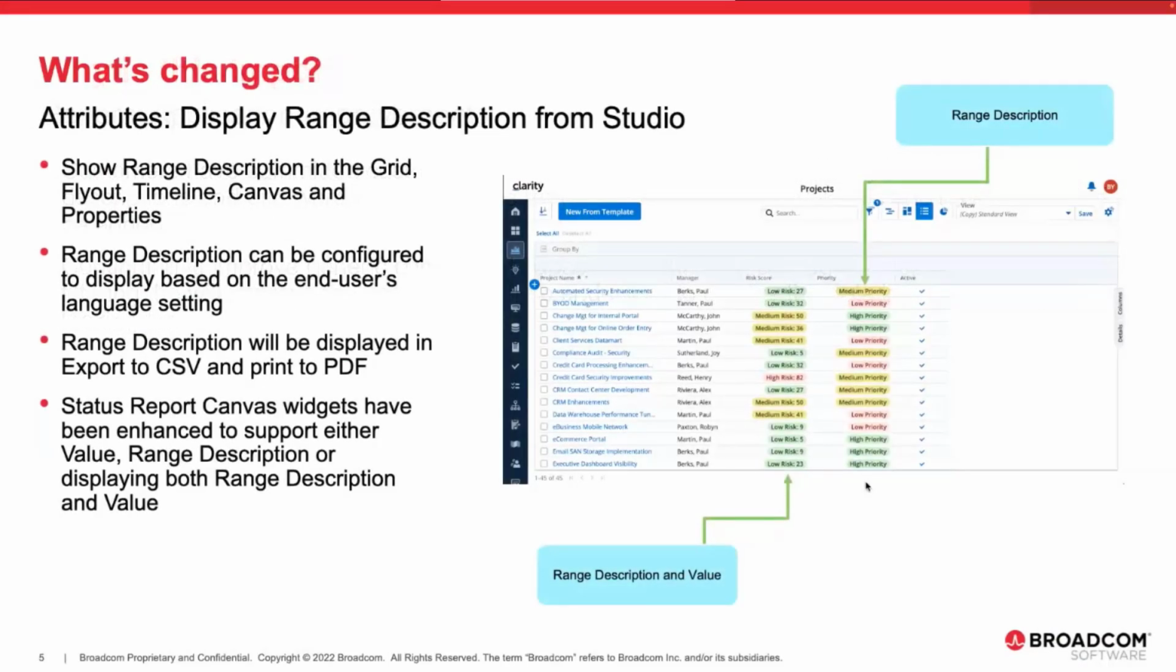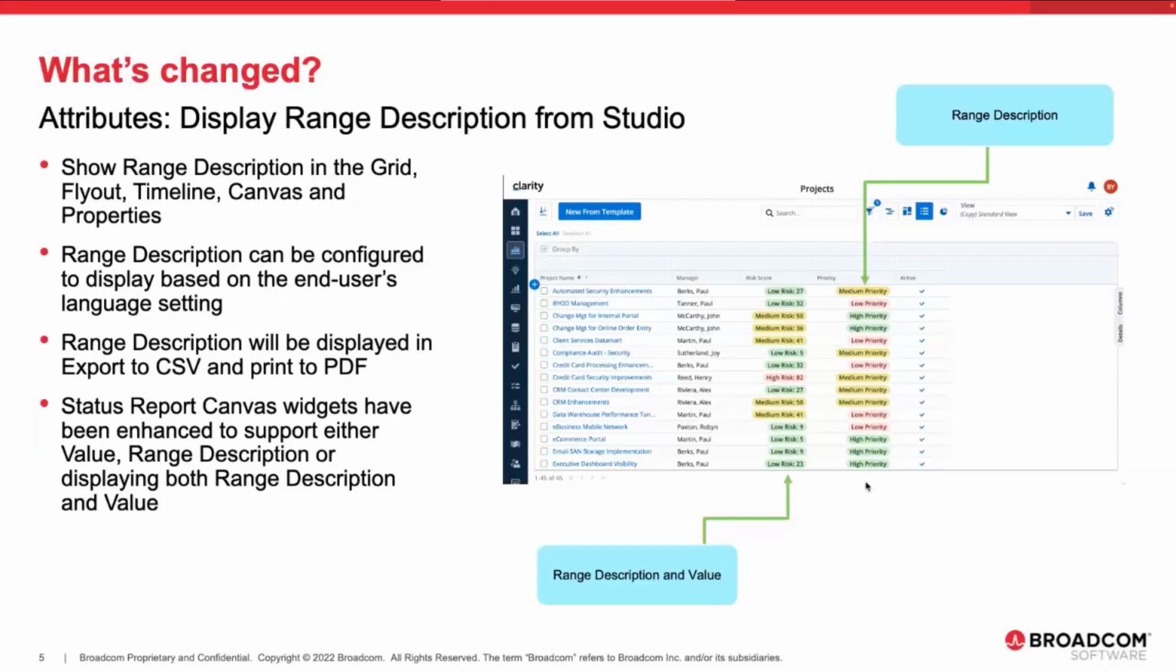So with the attribute range descriptions that are defined as part of the display mappings within Studio, you're able to display them within the grid, flyout, timeline, canvas, and the properties. You can actually display just the range description and also the range description and value, because previously you would only be able to display just the value. And also note, if you have the range description as part of the grid, it would also be preserved and exported when you export to CSV or when you print it to PDF.